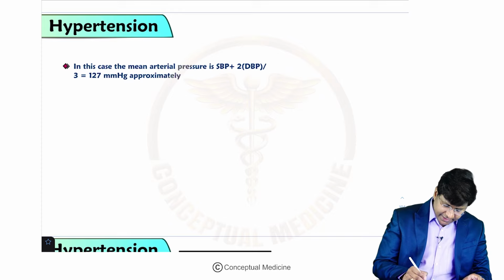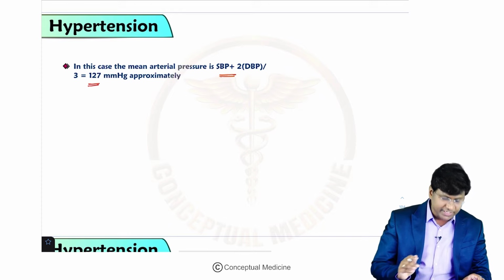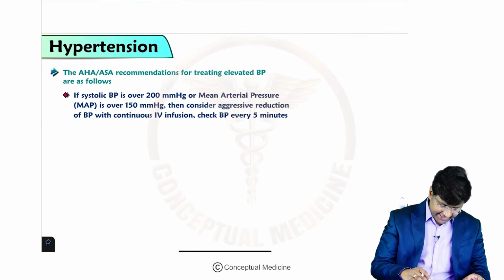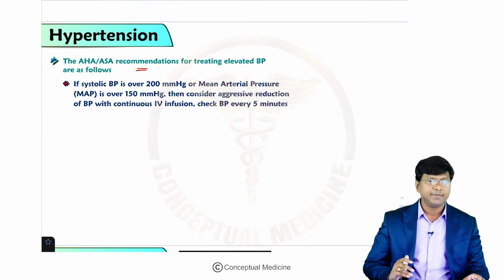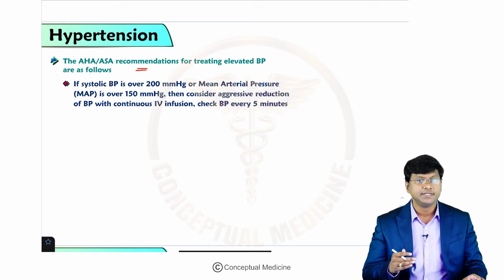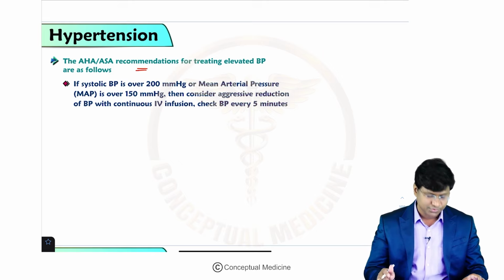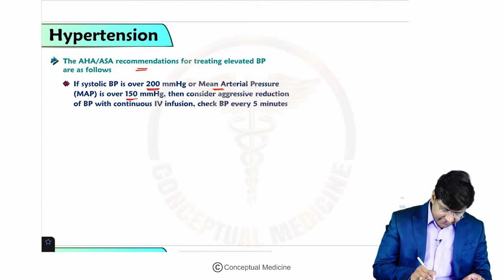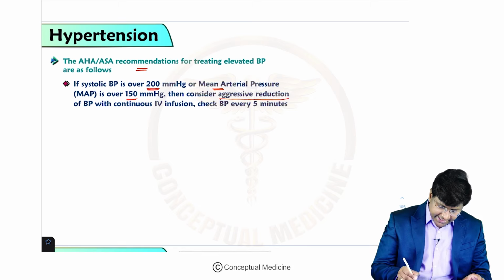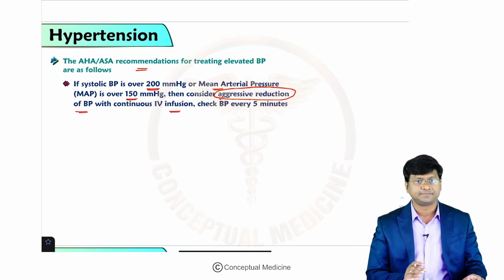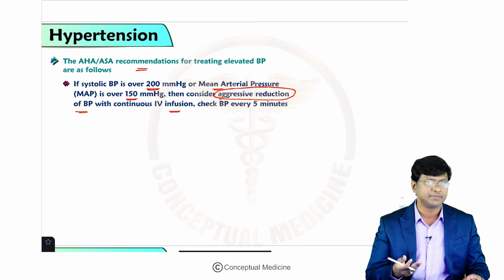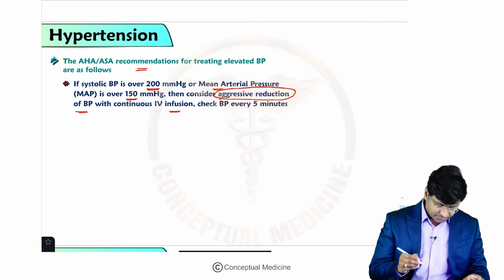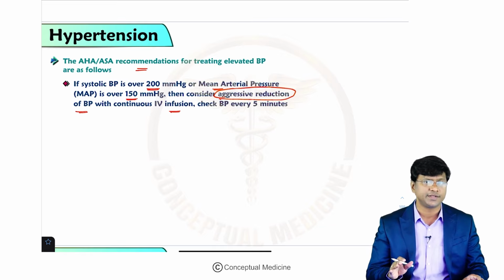So, in this case, the mean arterial pressure is around 127 millimeters of mercury, and according to the American Heart Association recommendations for treating elevated blood pressure, it is as follows. If the systolic blood pressure is over 200 or mean arterial pressure is over 150 millimeters of mercury, then aggressive reduction of blood pressure with continuous IV infusion has to be done. But our patient has a systolic blood pressure of 180 and mean arterial pressure of 127. So, aggressive reduction of blood pressure is not required.